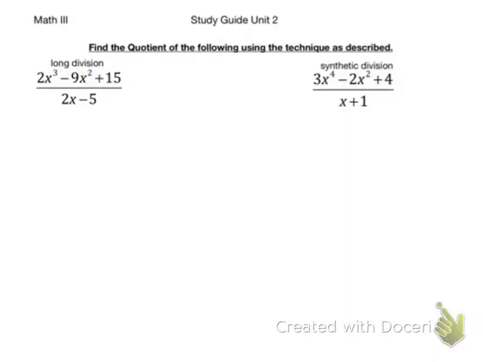So when we write this out, this is going to be 2x cubed minus 9x squared plus 0x plus 15. And we're going to divide it by 2x minus 5. Okay, now to do these, we always look at this term here, and we compare it to this term here, and you kind of have to ask yourself, what do I need to multiply this by to get to here? So to get from 2x to 2x cubed, we have to multiply by x squared.